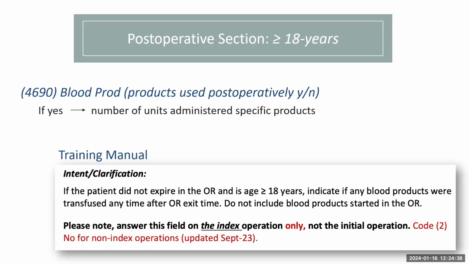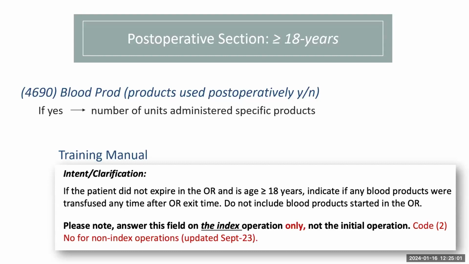So sequence number 4690, blood prod, is asking if blood products were used post-operatively, yes or no. And if yes, then they want you to enter the number of units administered of each of the specific products. So platelets, whole blood, cryoprecipitate, things like that. And then you're just entering the number of units.